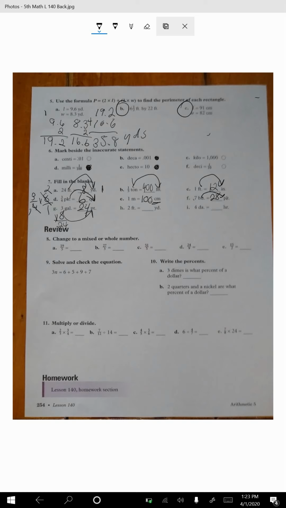All right, let's see here. 2 feet is how many yards? Now this one is smaller to larger, so I'm going to divide. So it's 2 divided by how many feet are in a yard? 3. Nothing else we can do with that, so we're just going to write 2/3. And then finally, days to hours, larger to smaller. We're going to multiply 4 times how many hours are in a day? 24. Multiply it. Get 96.